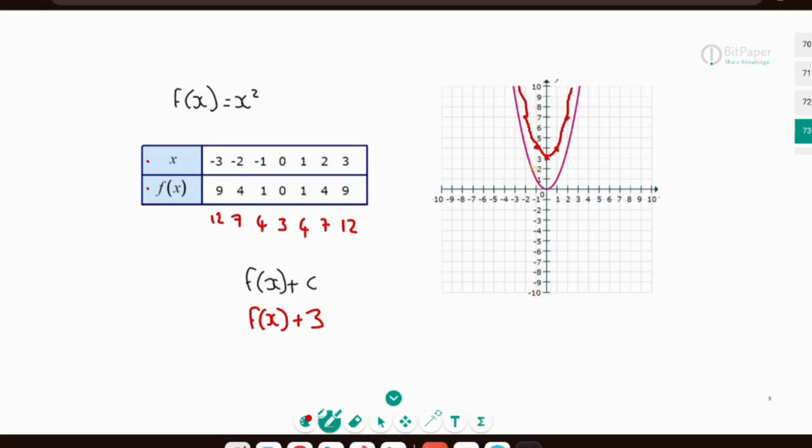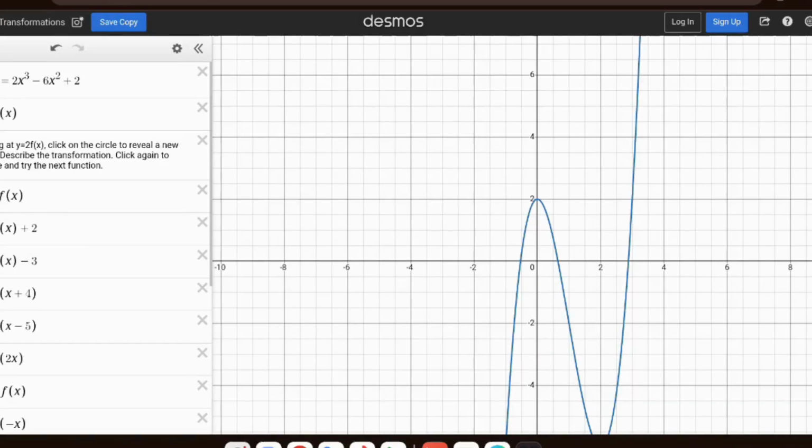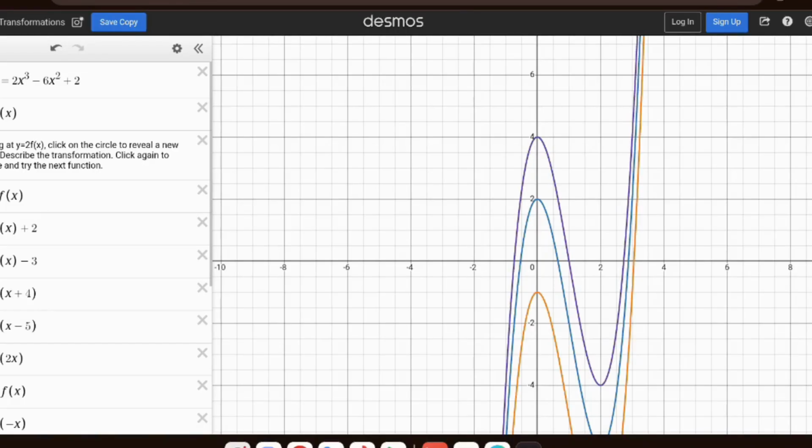Okay, we're just going to have a look at that on this graphical demonstration here. So here we've got the graph 2x cubed minus 6x squared plus 2. See if I click the f of x plus 2, the graph translates up 2 places. If I was to do f of x minus 3, it translates down 3 places.